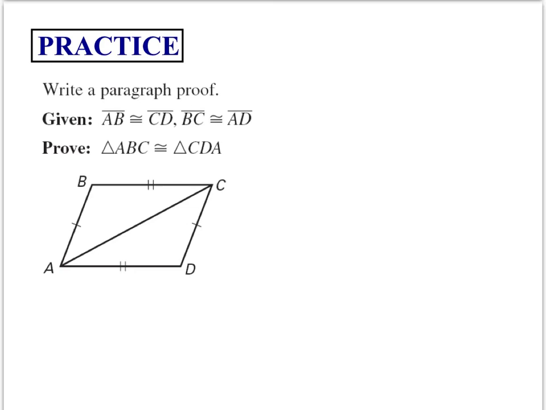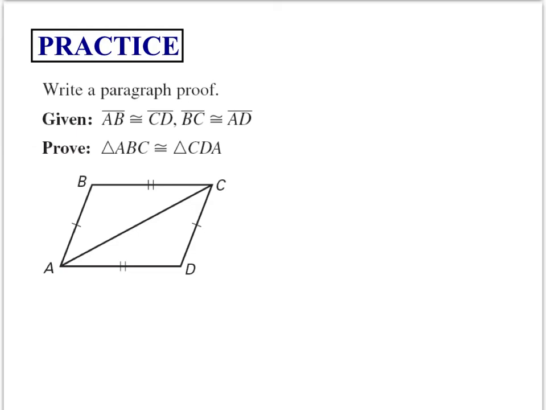Alright, now let's talk about some paragraph proofs. Now we haven't done much work with paragraph proofs. It really is very similar to a two-column proof. The only difference is that it's just in paragraph form. So I'm going to give you some bullets for this, and then we'll work on doing some paragraph proofs in class. But it's really just a less formal way of doing a two-column proof.